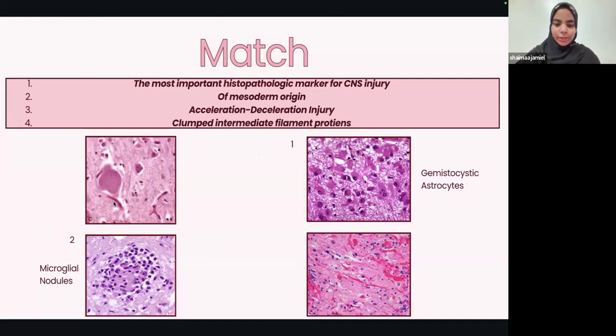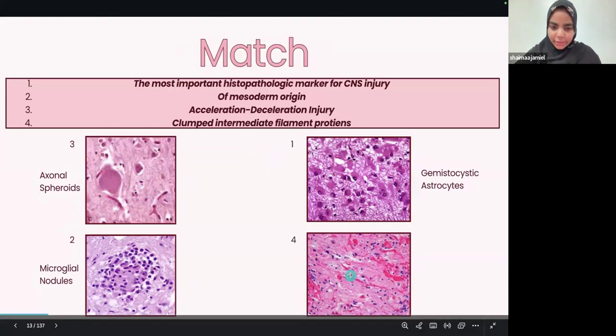It's diffuse axonal injury, right? Yes. So these are axons. So these are axonal spheroids. They kind of look like central chromatolysis, honestly, but these are axonal spheroids, okay? In diffuse axonal injury. And lastly, clumped intermediate filament proteins. What are these? Placental fibers, which can be seen in either tumors or they can also be seen in gliosis.